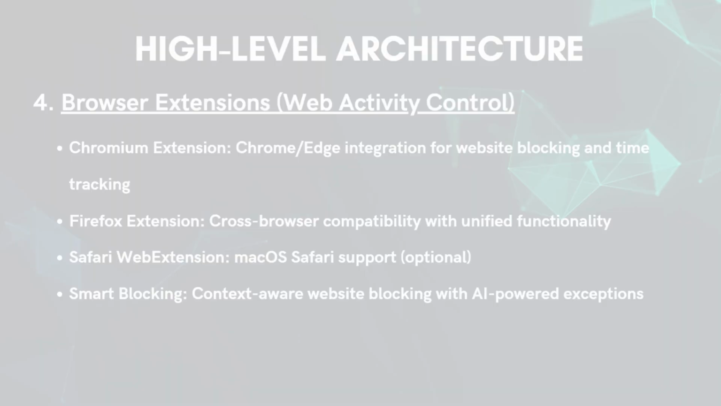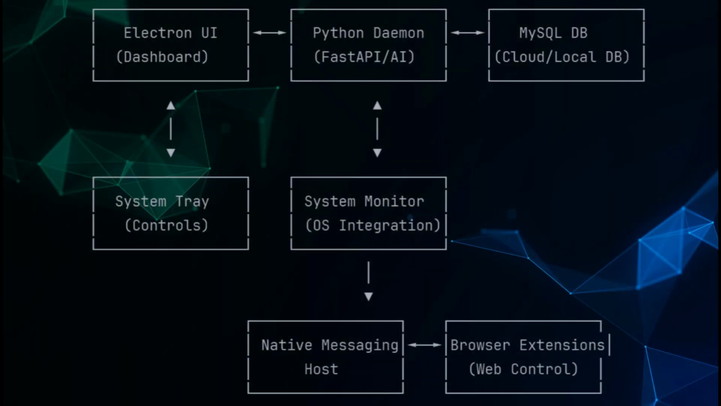So with this architecture, with this diagram, you can understand. On the front end side, Electron UI. Then for the backend part, a Python daemon with FastAPI. Then MySQL server. Electron will have a system tray. Backend will have system monitoring. And at the end, like we are just thinking, a browser extension and native messaging host, so that all the information is managed in a single place.